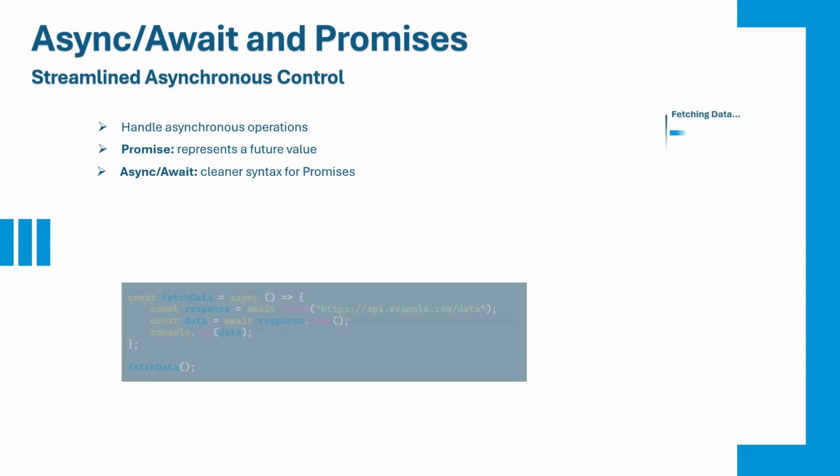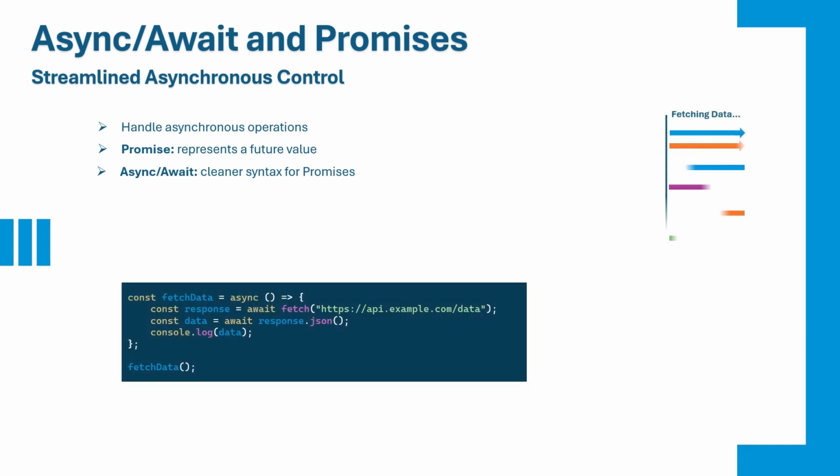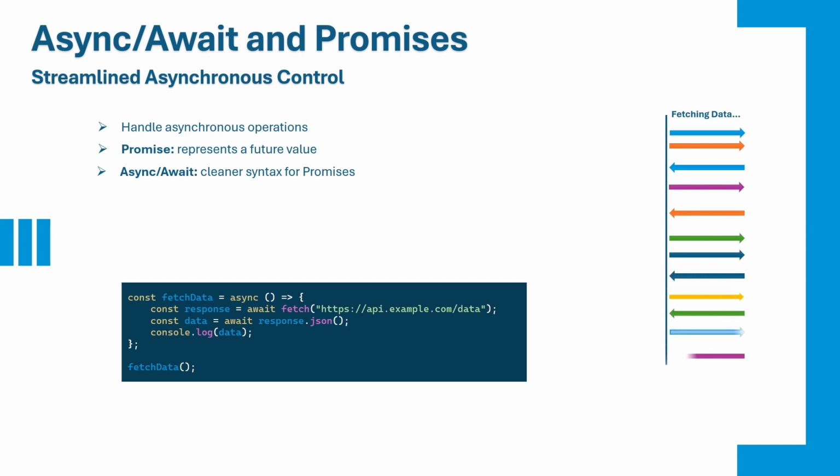Async await syntax streamlines handling asynchronous tasks, making code easier to read and understand. Using await, we pause code execution until the fetch completes, then proceed with data, a cleaner alternative to callback-based async code.